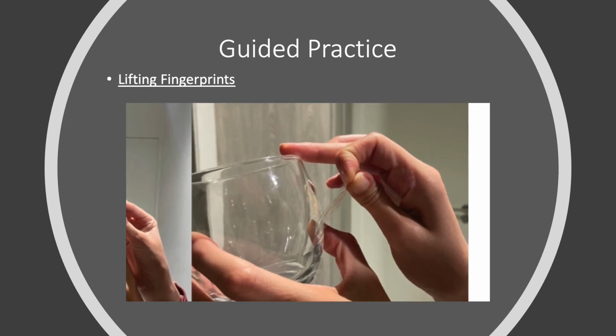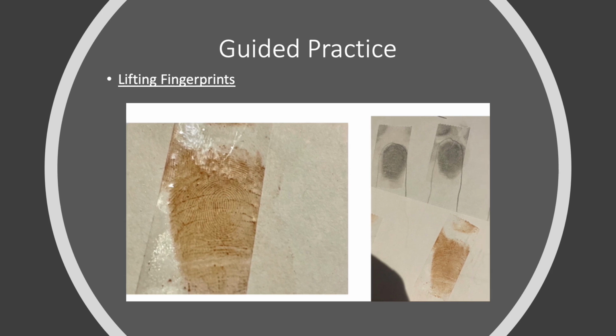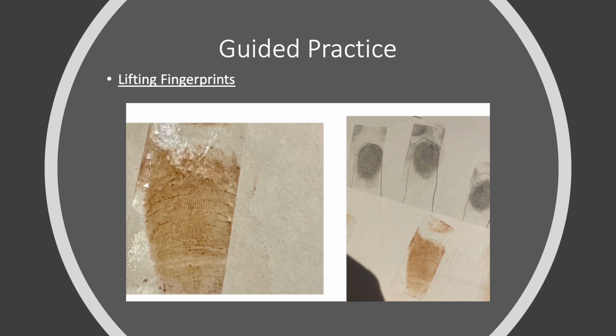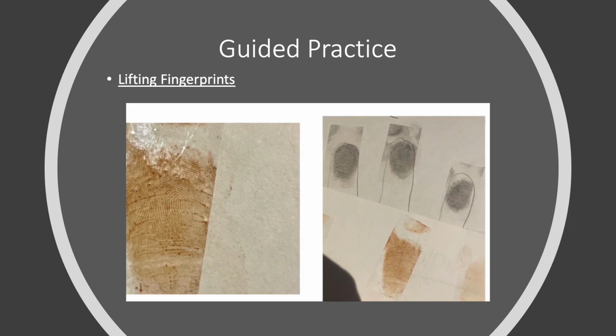For step 3, you will blow the excess cocoa powder away and lift the fingerprint with a piece of tape. For step 4, you will tape the fingerprint onto another piece of white paper and try to match it to one of the fingerprints from the first part of the experiment. Can you figure out which finger it came from?